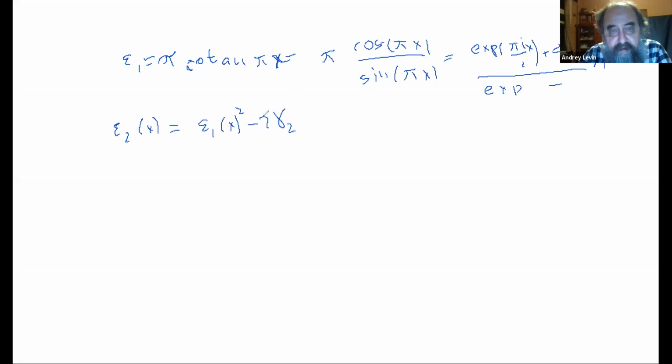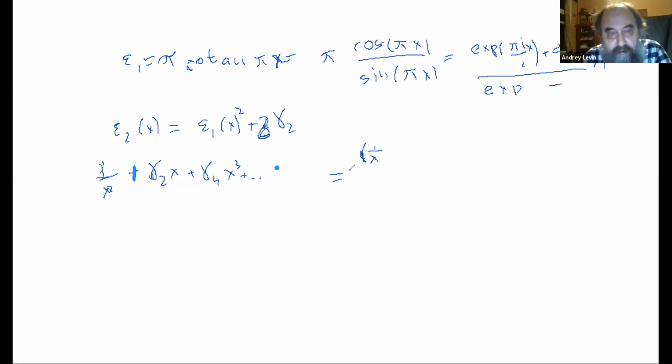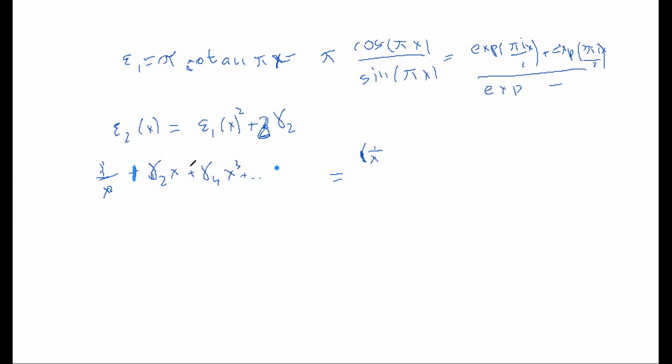Now let me substitute to it the expansion near x equals 0. So what I have here, 1 over x square minus gamma 2 x minus gamma 4 x cubed and so on is equal to, let me put it, 1 minus x, 1 plus x. Wait, here should be plus 2 gamma. It's a misprint. And there should be also even powers of x in the expansion. Oh, yeah. Sorry, thank you.